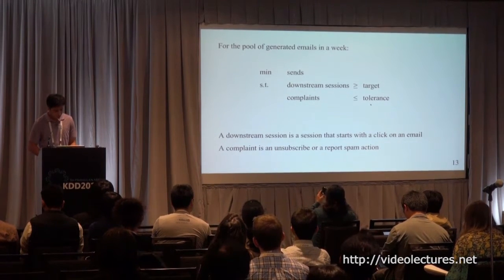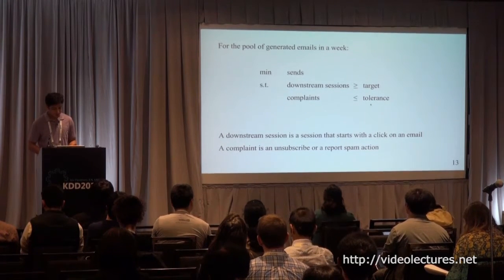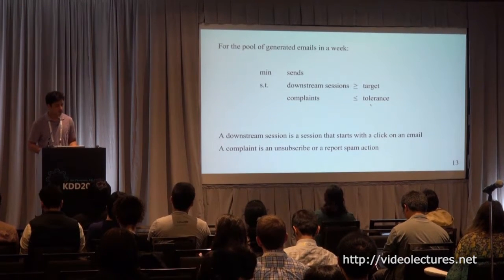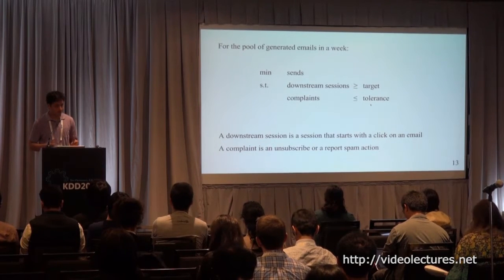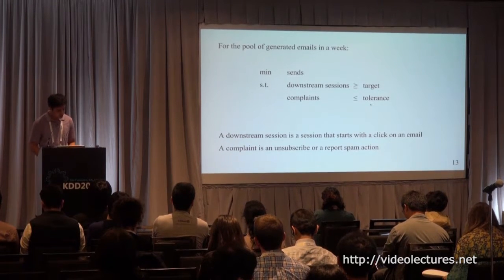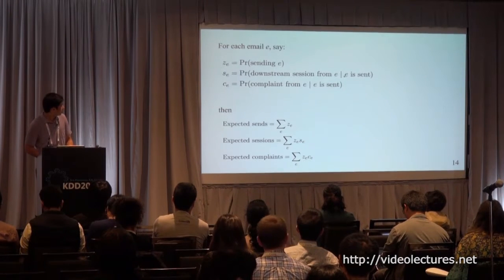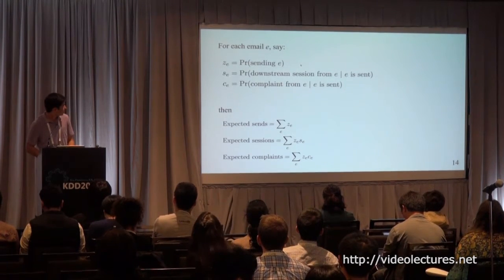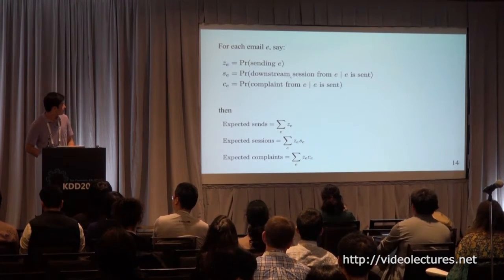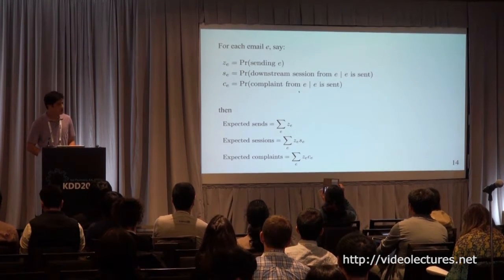Note that we are writing down this problem for the pool of emails that was generated over a specific time frame. In our case, we choose a time frame of 1 week. So this problem will be written down for the set of emails which will be generated over a 1 week period. To express this problem mathematically, let's say for each email E, Z_E is the probability of sending the email, S_E is the probability of a downstream session, that is the probability that a session starts from a click on an email, given E is sent, and C_E is the probability of complaint from E, given E is sent.